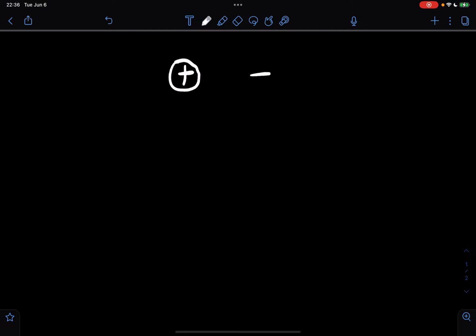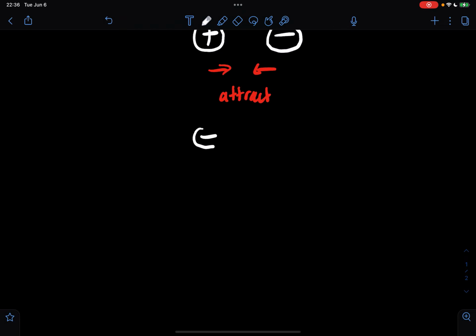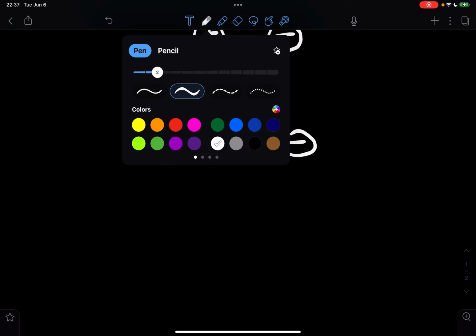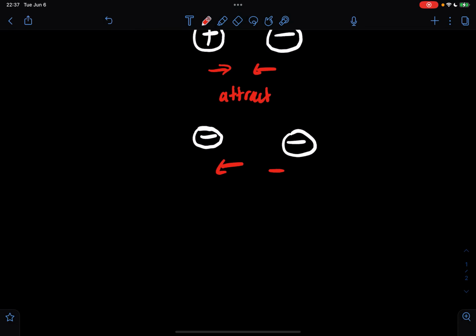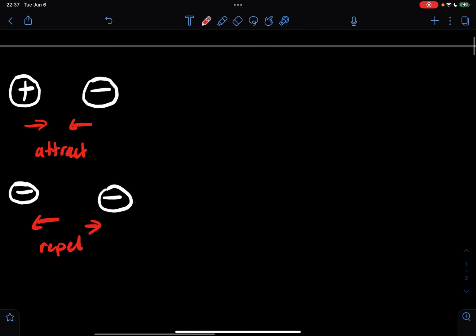So let's say we have two atoms here. One is positively charged and one is negatively charged. When these two are brought close together, they will be attracted to one another. Coulomb's law also says that unlike charges actually repel each other. So, unlike charges will repel. Those are the two main ideas of Coulomb's law.